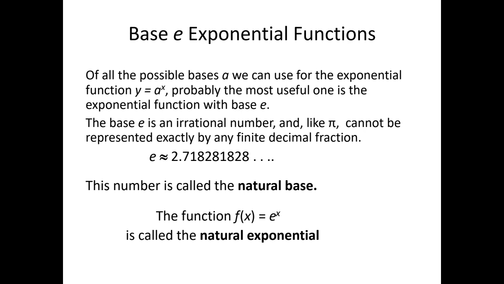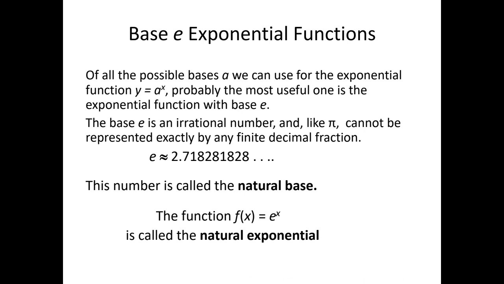Okay, so in addition to these exponential functions, we have the number e. The number e is an irrational number. It's kind of like the number pi. Some of you are familiar with the number pi. It's 3.14 and it goes on forever. And the number e is approximately 2.718 and so on. We call this number the natural base. If we look at the function f of x equals e to the x, our base is going to be e. And again, this is your natural exponential.